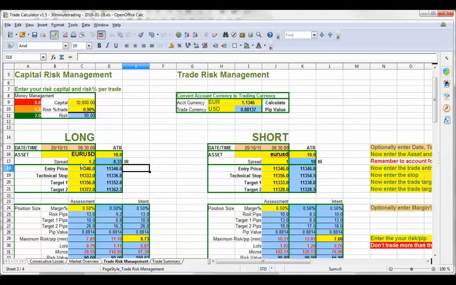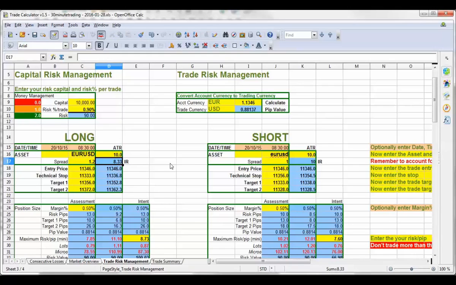Down here we have the asset. So in here, if you're going long, you want to be putting details of the asset in here. So that would be the entry price, your stop price, where you think your stop should be, and target one and target two. In here, you put in the average true range of the candle that you are particularly interested in trading.